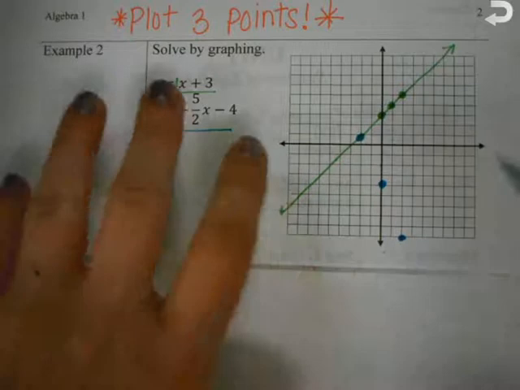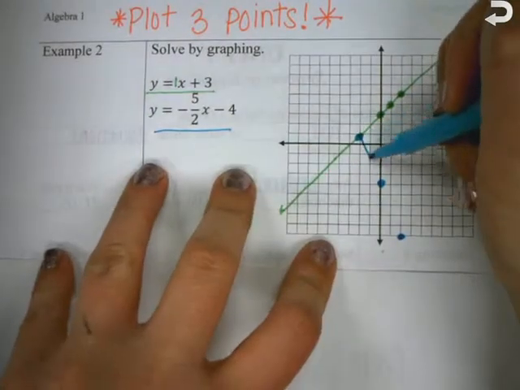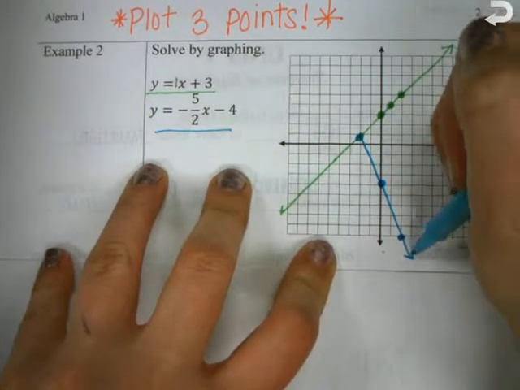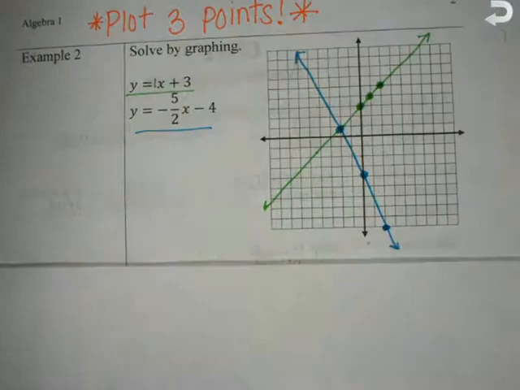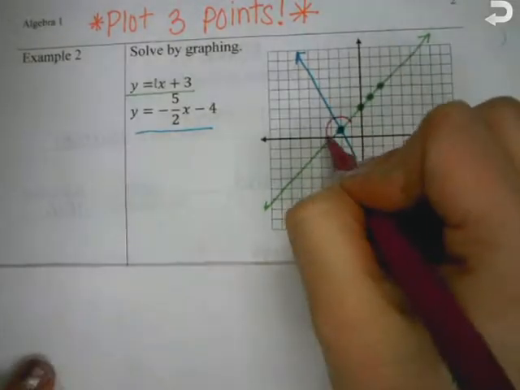And does anybody see my point of intersection? Negative 2, 1. What I would like you to do is circle it, that point of intersection. So what is the solution to this one? Negative 2, 1. That's your answer.